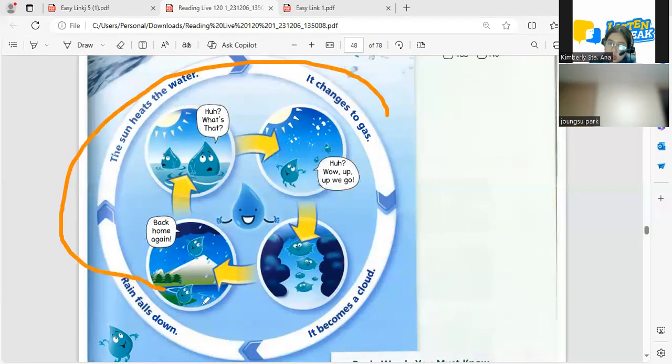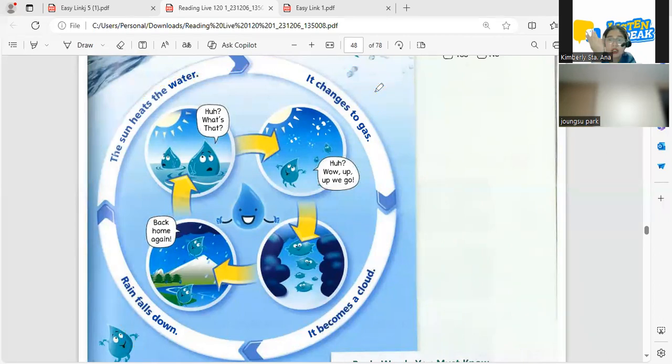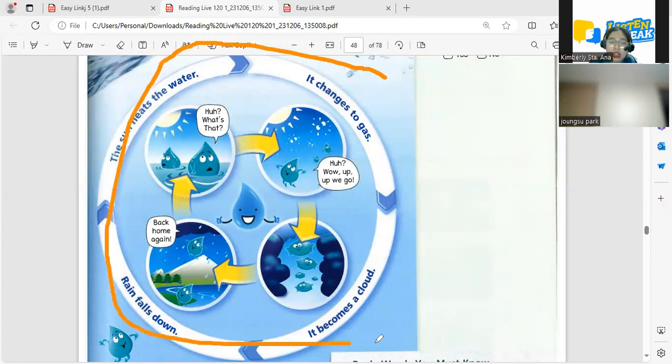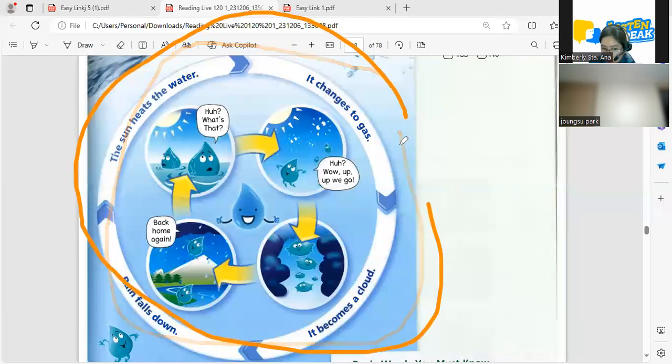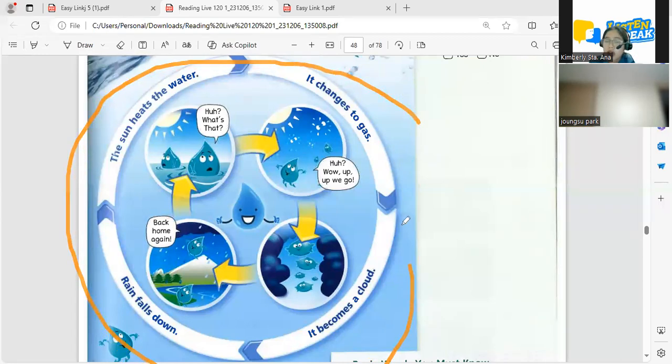Again, what is this, Jimin? The sun hits... What do we call this? It's the water cycle. Again. What is this, Jimin? It's the water cycle. Very good. Thank you very much.